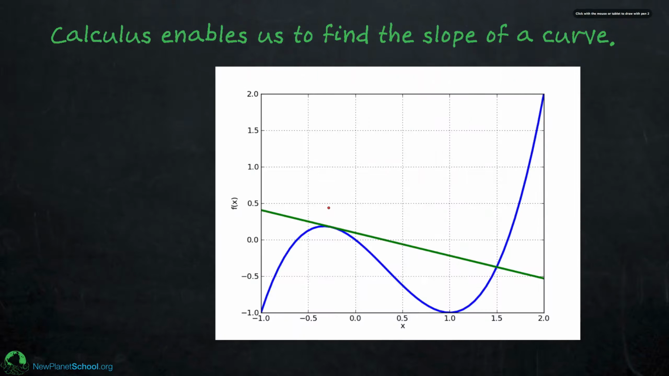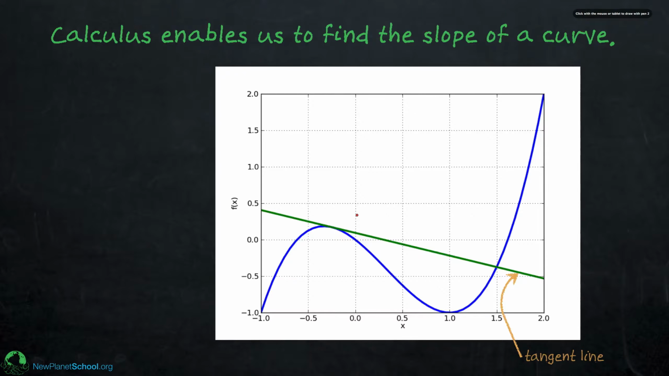Okay, so let's review that. Calculus enables us to find the slope of a curve, and we use that as a way of finding the best guess for where the root of a function is. In other words, solving an equation that's very difficult to solve otherwise. Now, that uses the concept of a tangent line. That's what this green curve is called.